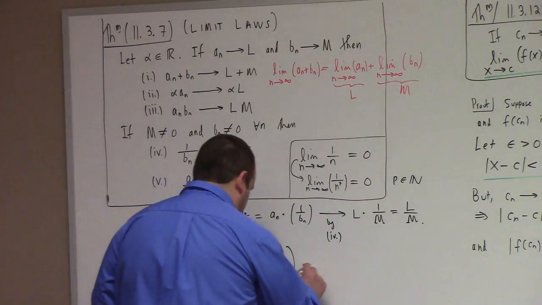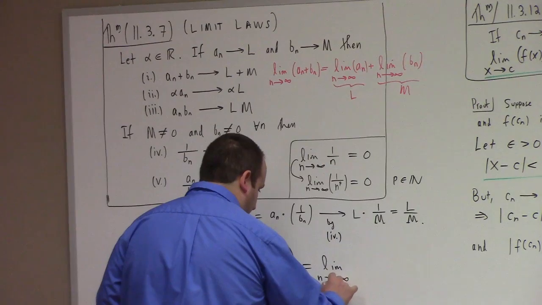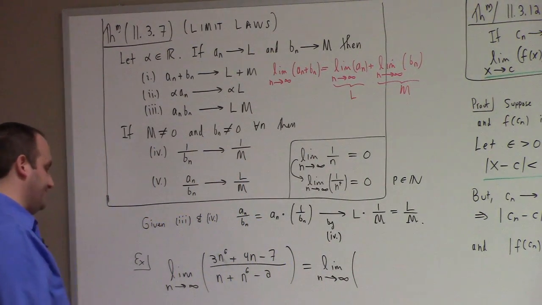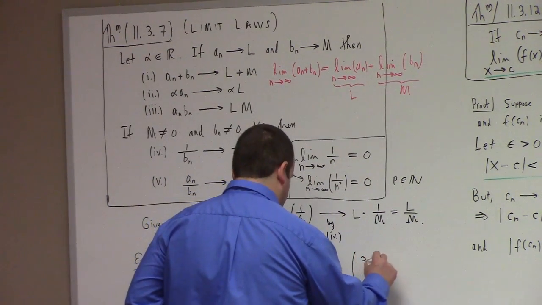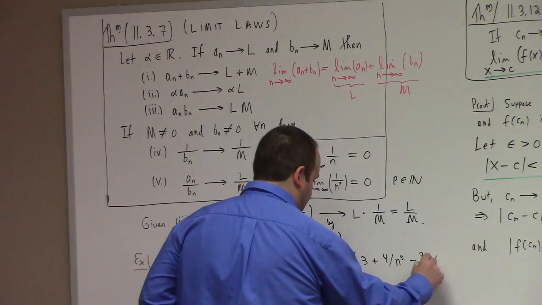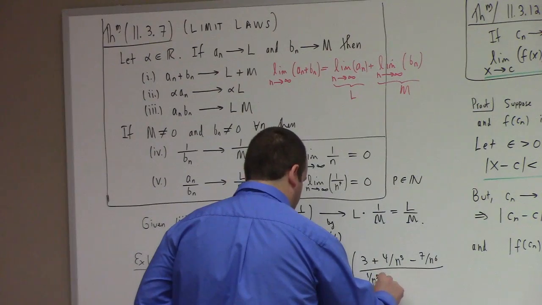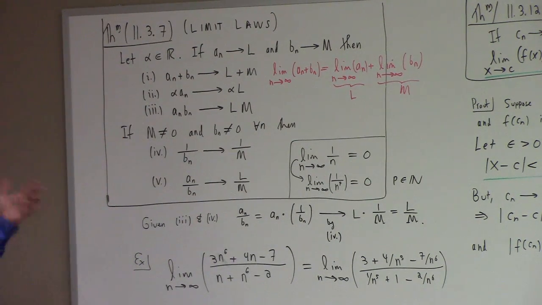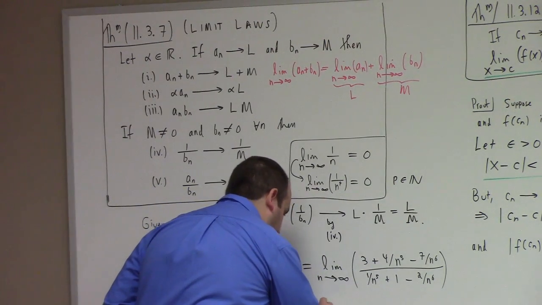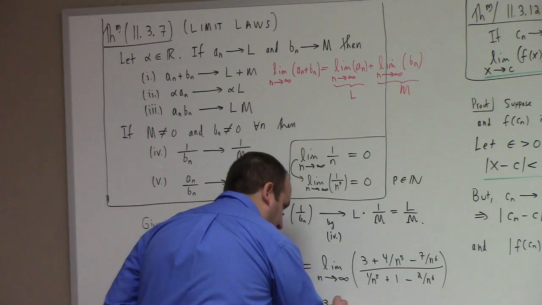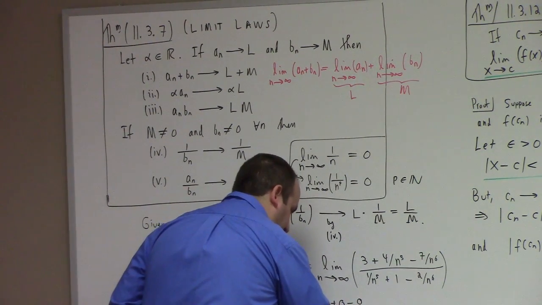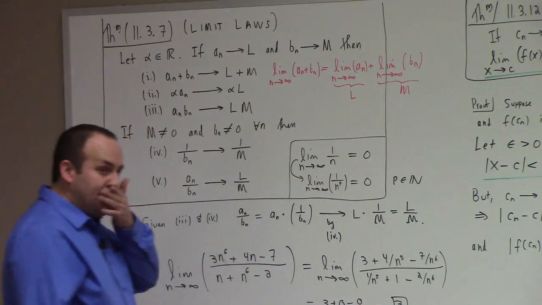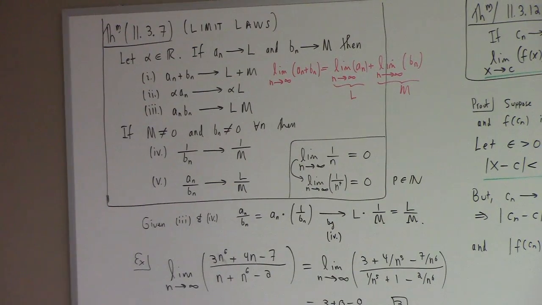But the point here is, once you have these limit laws, you can calculate limits like this pretty easily. What you do is you pick the largest power, which in this case is 6. And so I get 3 plus 4 divided by n to the 5th minus 7 over n to the 6th, over 1 over n to the 5th plus 1 minus 2 over n to the 6th. All the 1 over n stuff goes to 0, and using the limit laws, I'll write it this way: 3 plus 0 minus 0 over 0 plus 1 minus 0, also known as 3. Okay, so once we know the limit laws, then we can calculate limits of rational sequences with this idea. No big deal.